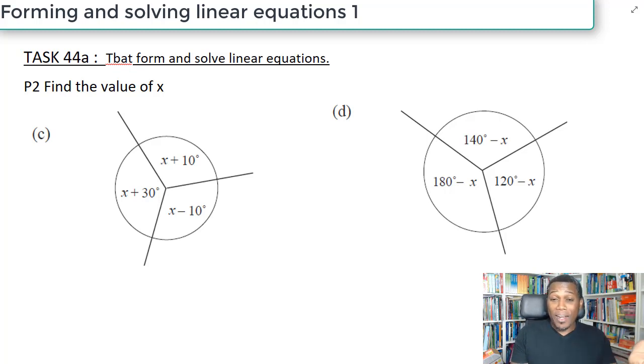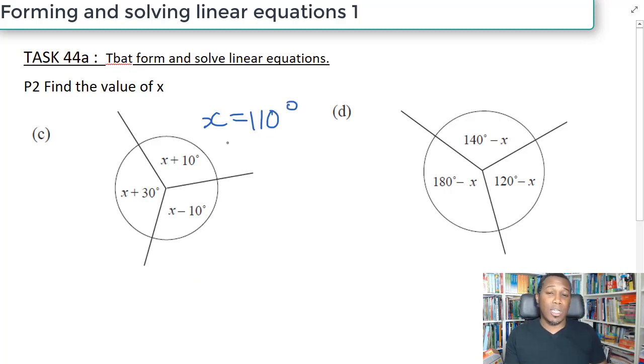You're feeling good about it. Add all the 3 angles. What should you get? 360 degrees. So as you work through this one, you should have got x. I'm seeing here x should be 110 degrees. x should be 110 degrees.